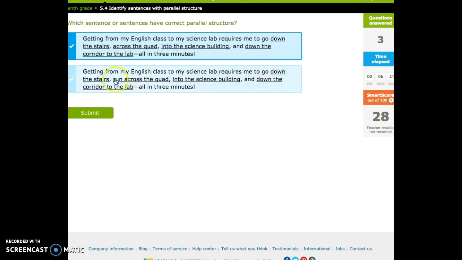Requires me to go down the stairs, to go run across the quad, to go into the science... No. Down the stairs, it's a preposition. Run is a verb. Into, preposition. Down, preposition. This run screws it up. Without the run, it would make sense to go down the stairs, across the quad, into the science building. But the run makes it not parallel.